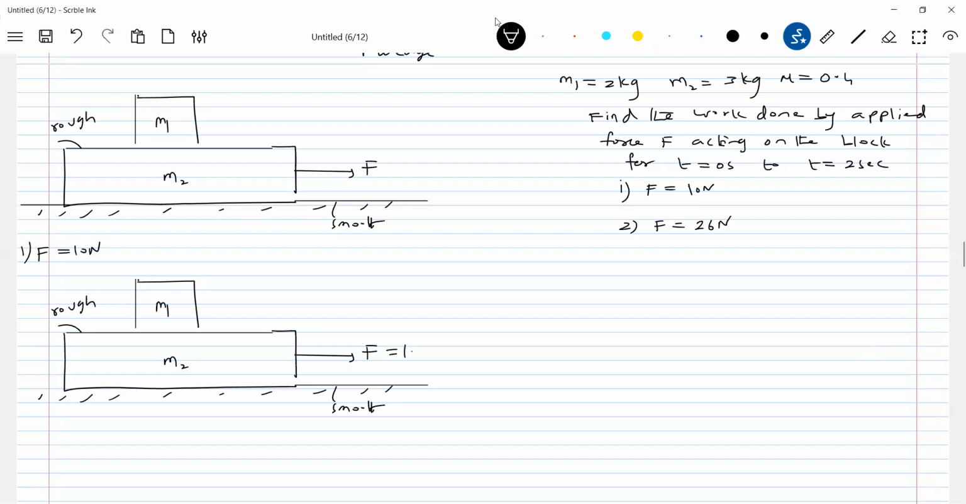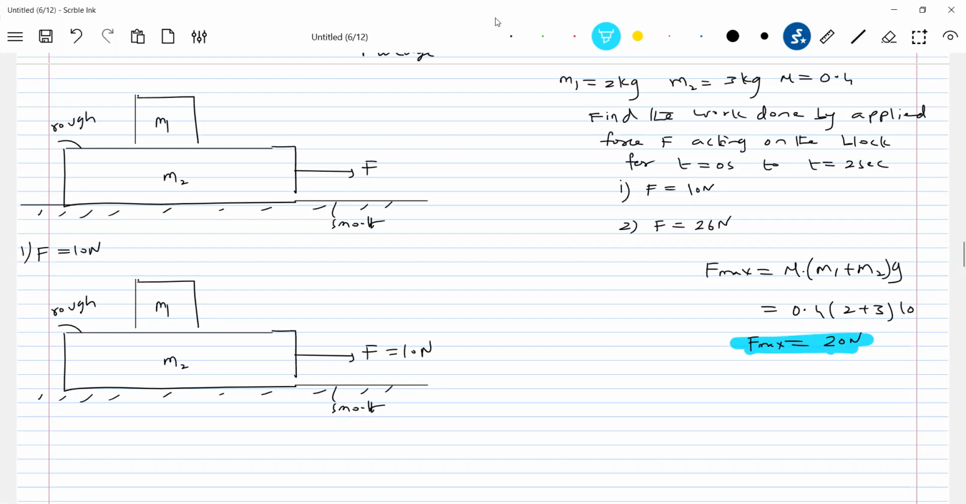10 Newton. You know what is the maximum force for no slipping? Already we have a formula, no? The background formula for maximum force for no slipping is given by mu into (m1 plus m2)g. Mu is how much? 0.4, 2 plus 3 into 10. So this will be 20 Newton. So what is the force applied? 10 Newton. So will the friction force acting be static or kinetic?